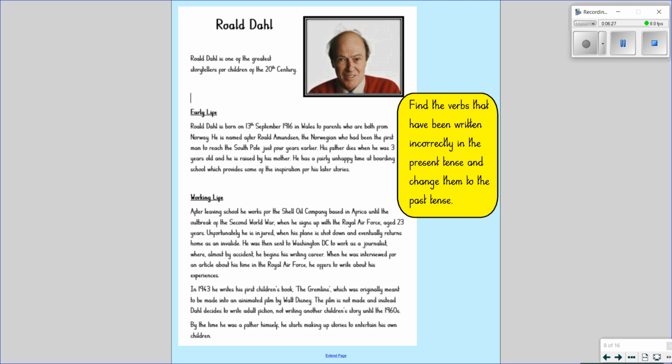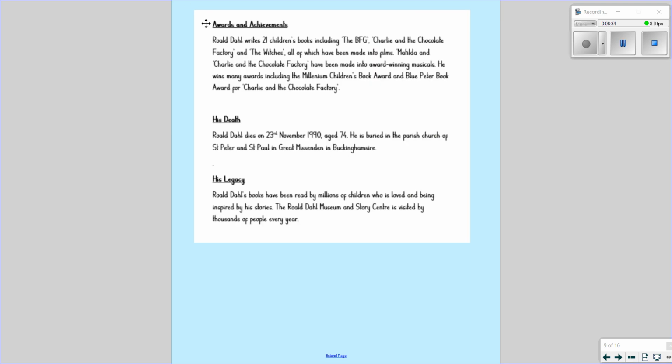Awards and achievements. Roald Dahl writes 21 children's books, including The BFG, Charlie and the Chocolate Factory, and The Witches, all of which have been made into films. Matilda and Charlie and the Chocolate Factory have been made into award-winning musicals. He wins many awards, including the Millennium Children's Book Award and the Blue Peter Book Award for Charlie and the Chocolate Factory. His death. Roald Dahl dies on the 23rd of November 1990, aged 74.